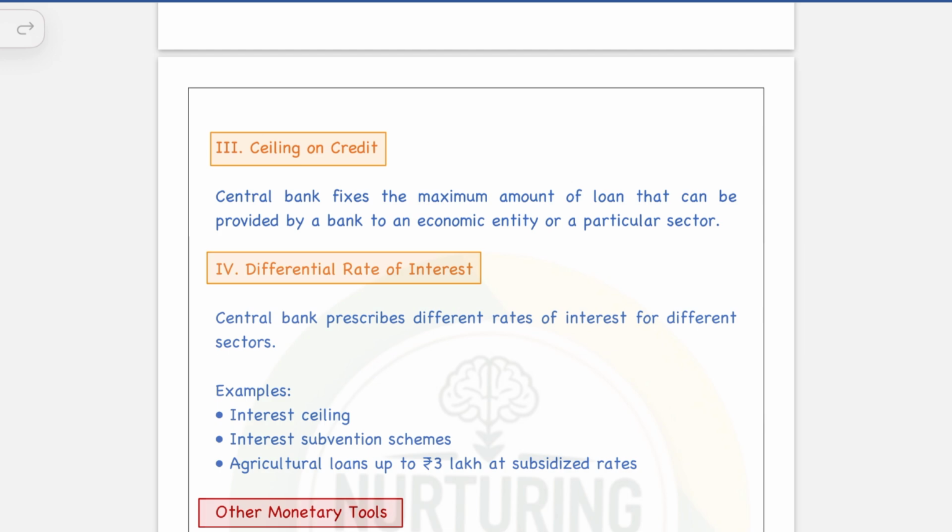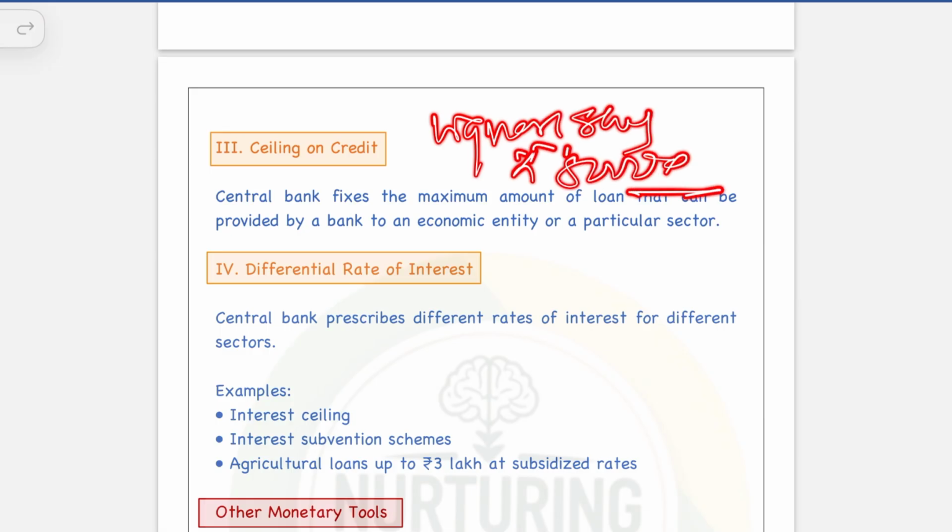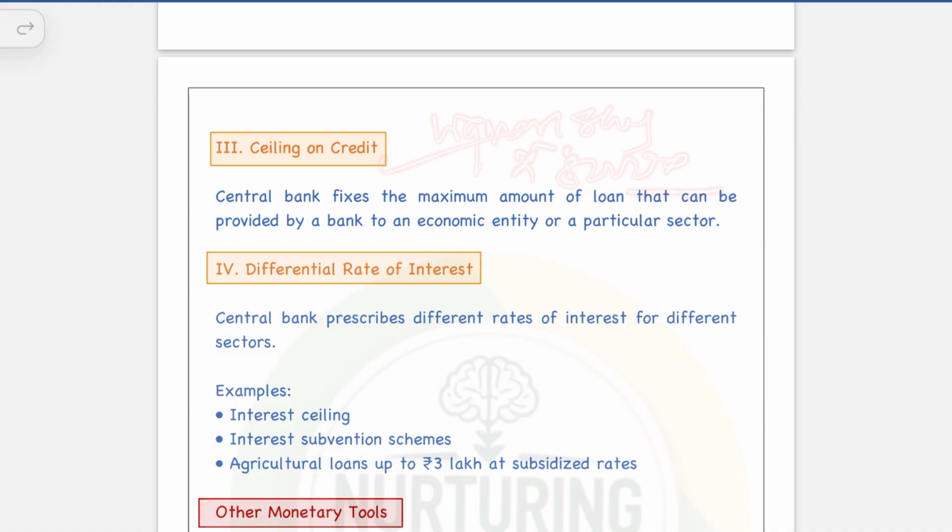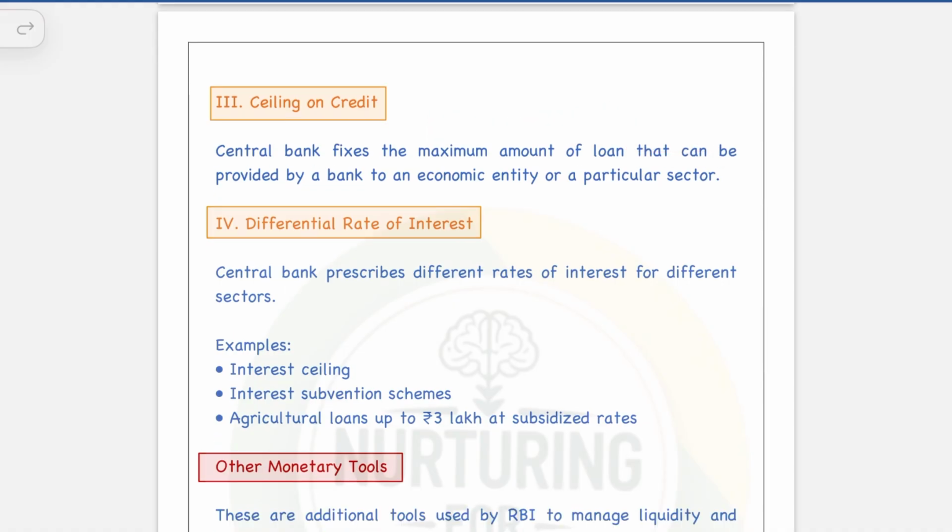Then next is the ceiling on credit. So RBI fixes the maximum amount of loan that can be provided by a bank to a particular economic activity. So they would say that if let's say you want to set up a liquor shop, तो इसके लिए आपको मैक्सिमम बस केवल 50,000 रुपए का ही लोन मिलेगा, बाकी का अगर आपको जो लोन है वो आपको खुद से लेना पड़ेगा.